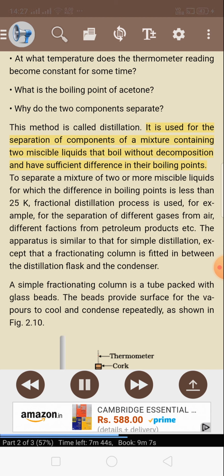It is used for the separation of components of a mixture containing two miscible liquids that boil without decomposition and have sufficient difference in the boiling points. Figure 2.10, fractional distillation. To separate a mixture of two or more miscible liquids for which the difference in boiling points is less than 25 K, the fractional distillation process is used, for example, for the separation of different gases from air, different fractions from petroleum products, etc.